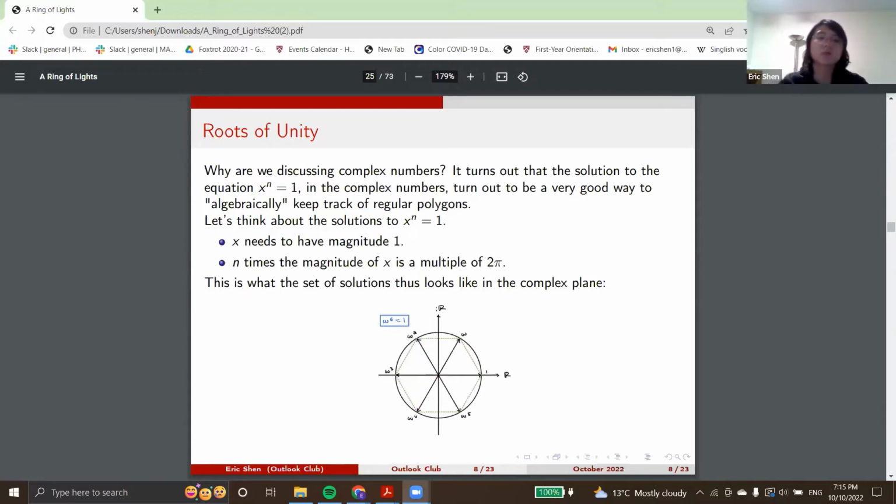And of course, there's a case where n equals 6, but where n equals any number, then it's going to be a regular n-gon with one of its vertices equal to 1, and its other vertices also on the unit circle.